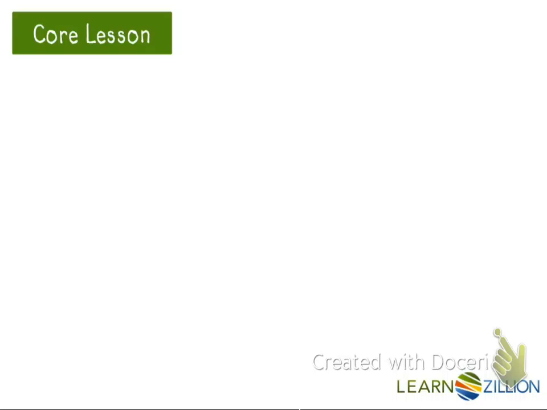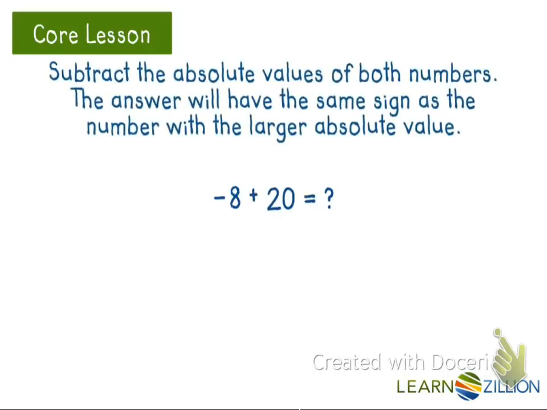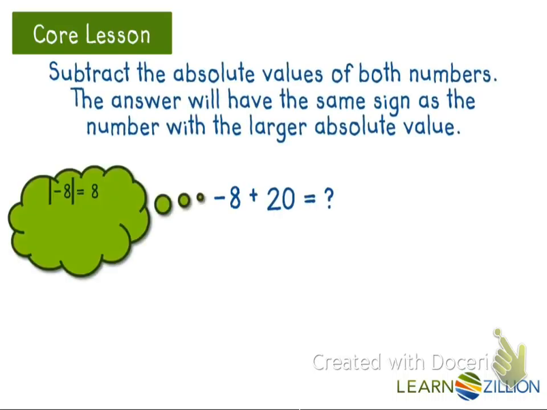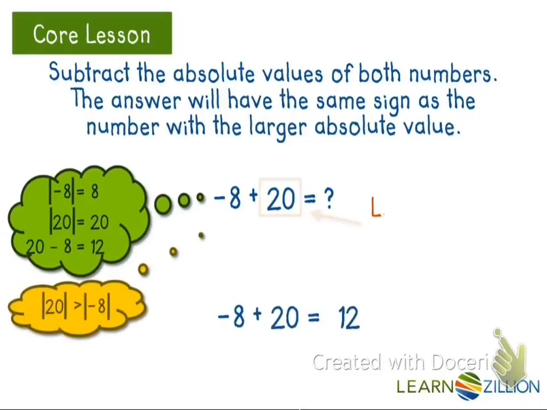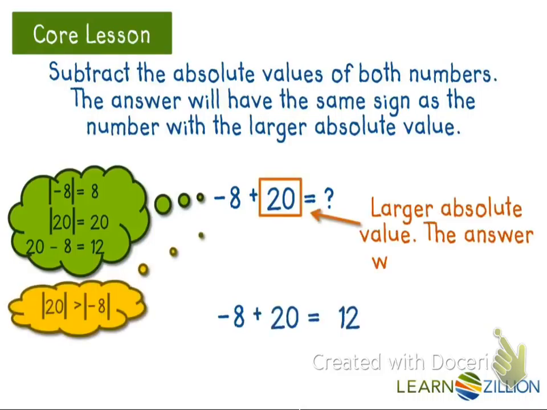Let's look at another example. Negative 8 plus 20. The absolute value of negative 8 is 8, and the absolute value of 20 is 20. 20 minus 8 is 12. Since 20 has the larger absolute value, the answer will be positive.